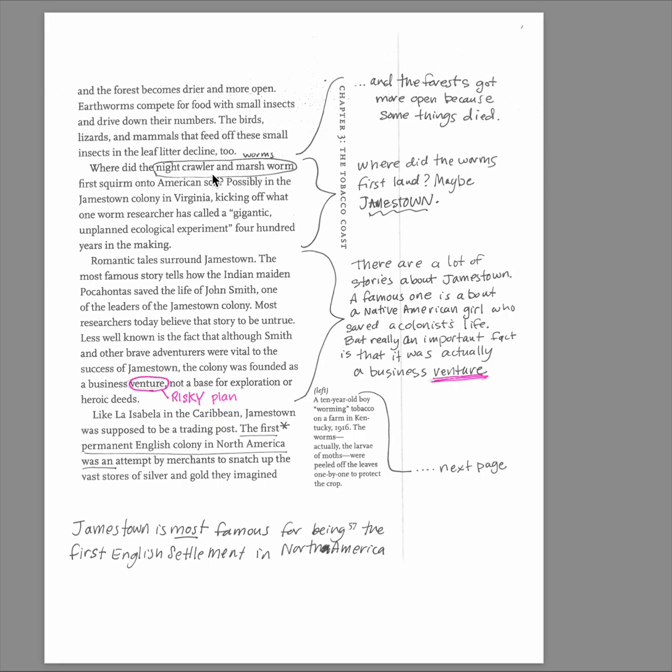Where did the nightcrawler, that's another word for earthworms, and marshworm first squirm into American soil? Possibly in the Jamestown colony in Virginia, kicking off what one worm researcher, can you imagine that job, being a worm researcher, calls a, quote, gigantic, unplanned ecological experiment, unquote, 400 years in the making.